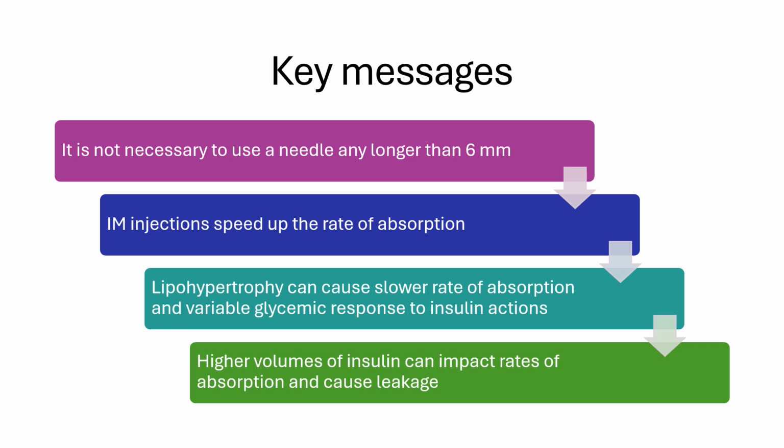IM injections speed up the rate of absorption up to 30% faster, which alters the time action profile. Lipohypertrophy can cause a slower rate of absorption, and in that case we would increase the dose thinking that it doesn't work, that dose isn't appropriate for them, and then they have a variable glycemic response when they go to a healthy site with that higher dose. And higher volumes of insulin can impact rates of absorption and cause leakage, so we really should be splitting doses.